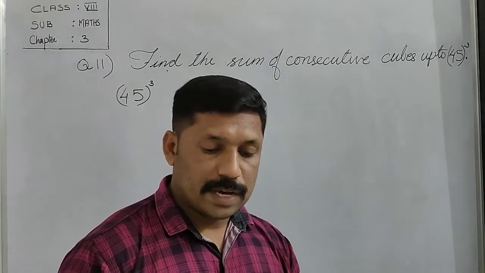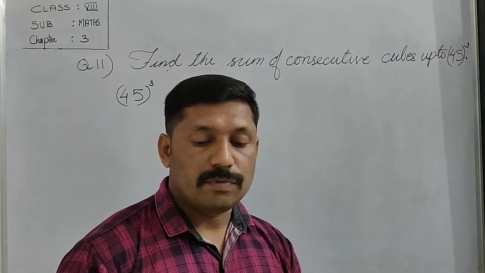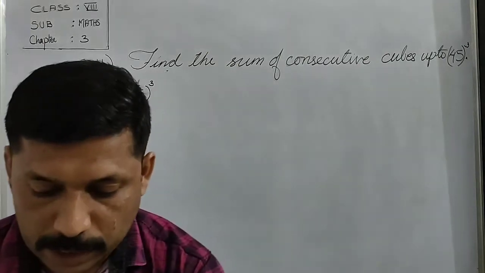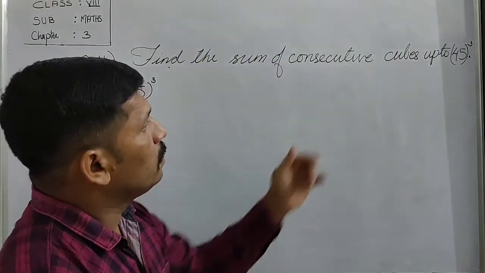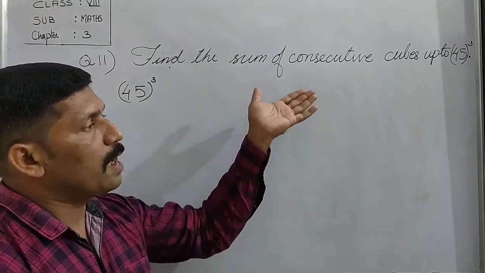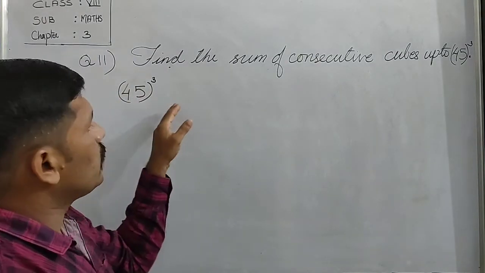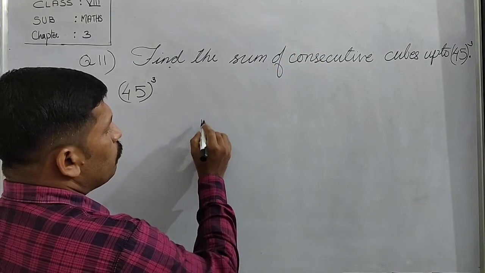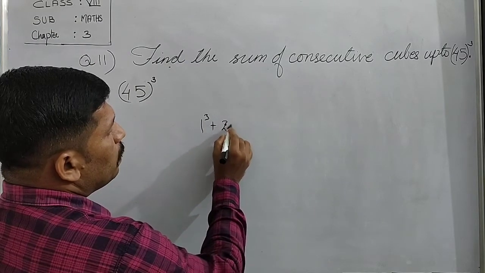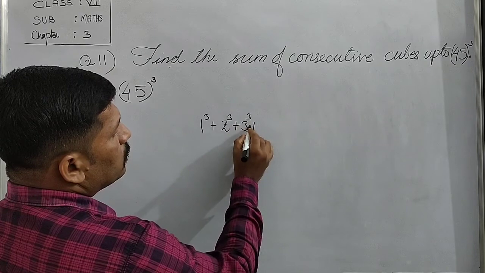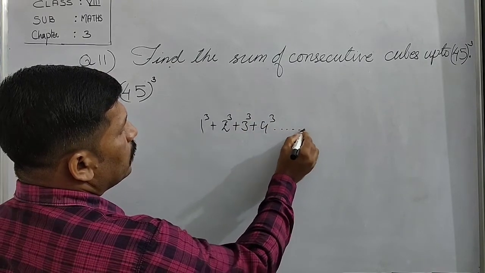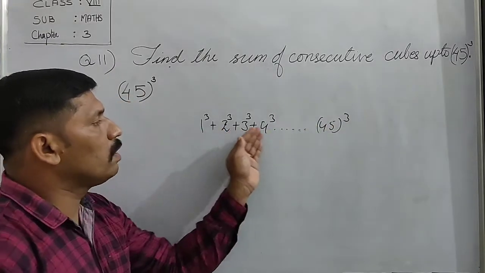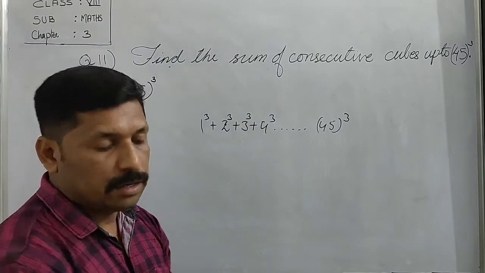And the 11th question, now we are going to solve. This question is, find the sum of the consecutive cubes up to 45 cube. That means starting from 1, find the sum of consecutive cubes. Means natural numbers start from 1 cube plus 2 cube plus 3 cube plus 4 cube, like that it continues up to 45 cube. If we add the cubes of all these numbers, what will be the answer? That we have to find out.